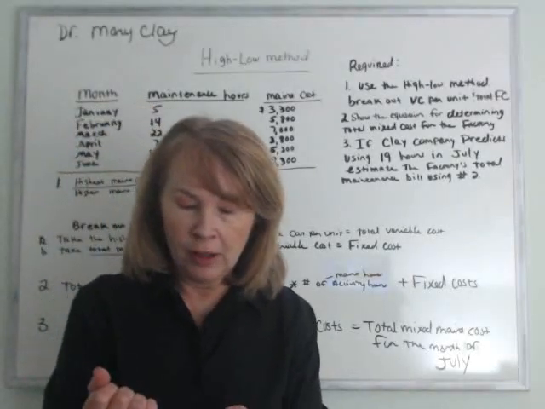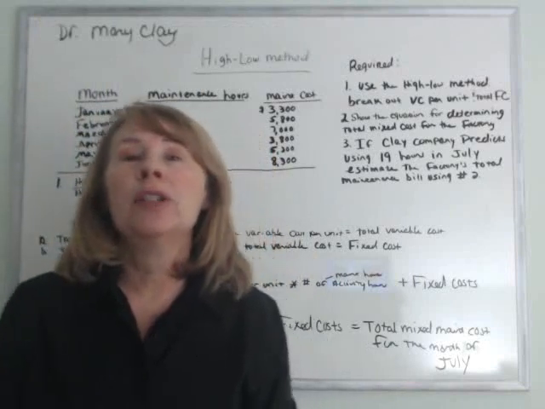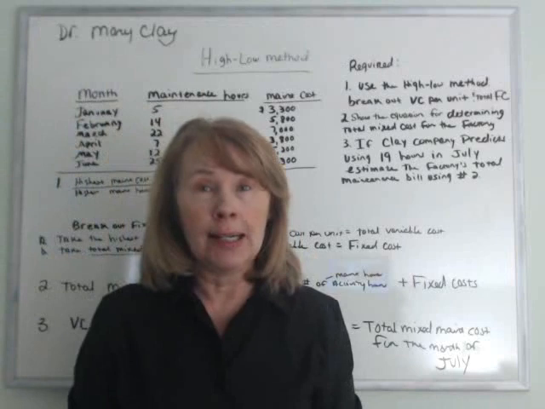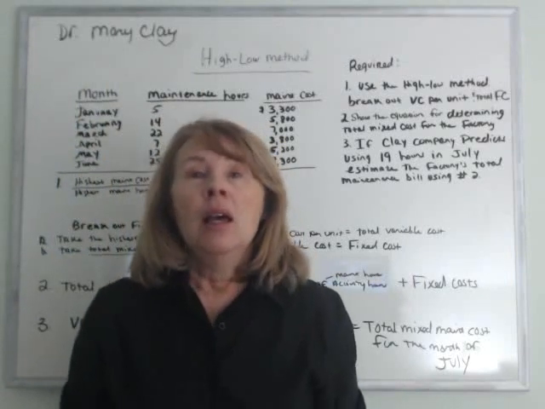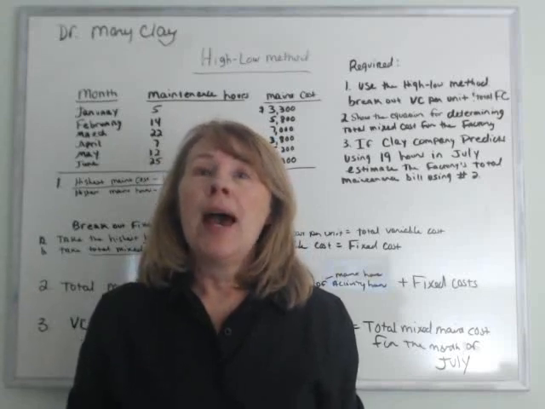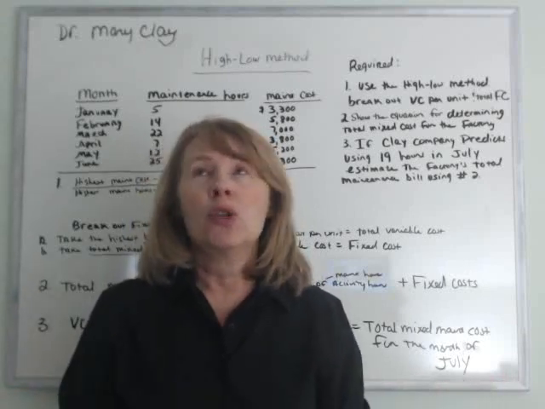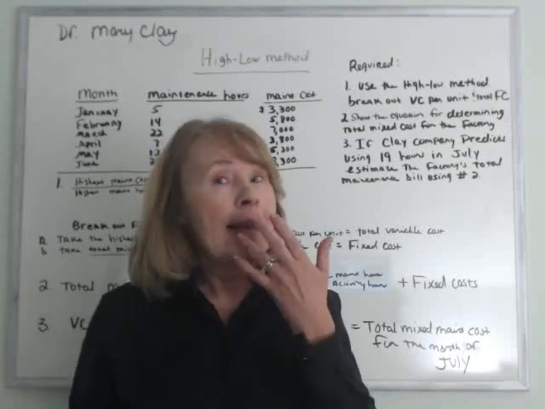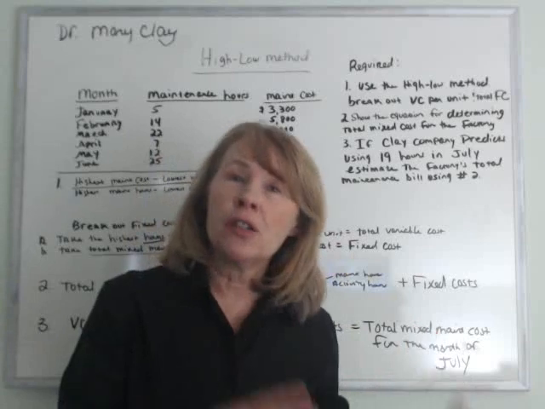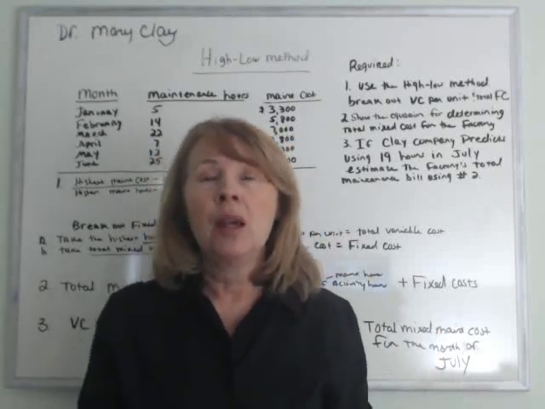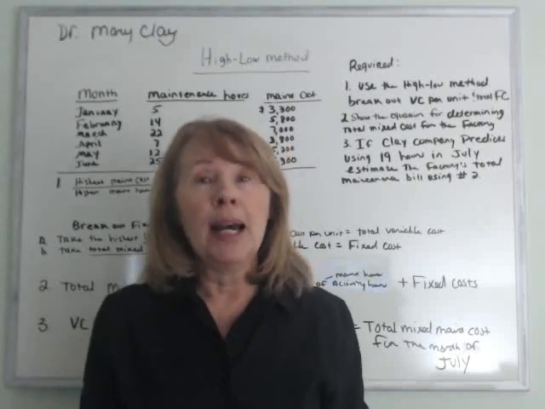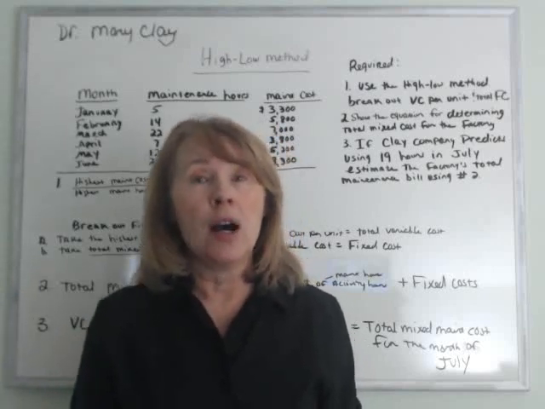Hi, Managerial Accounting. In this video, I am going to go over how to complete the high-low method used in accounting. The high-low method is used when you have total costs. In those total costs, there are fixed and variable, and you're not sure how much is fixed and how much is variable. So the high-low method is used to break out variable and fixed costs.